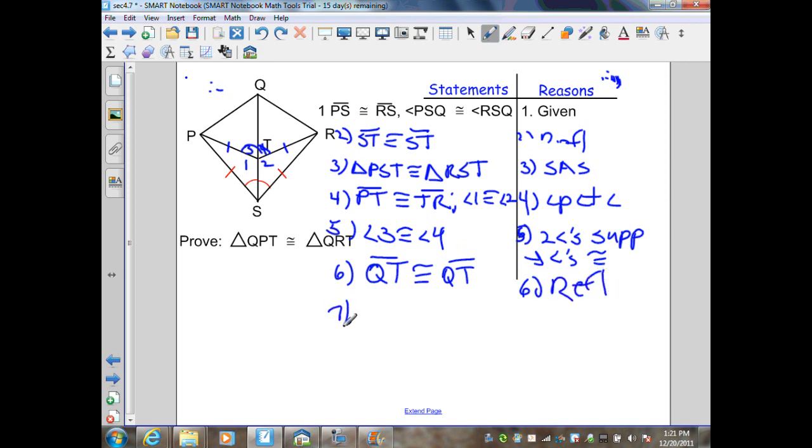And on step 7, that gives me my triangle congruency, triangle QPT congruent to triangle QRT by side, angle, side.